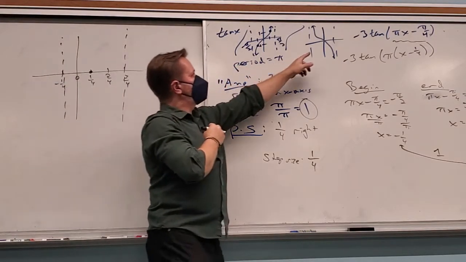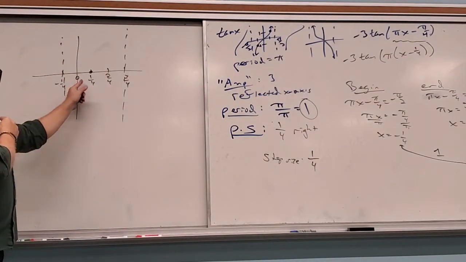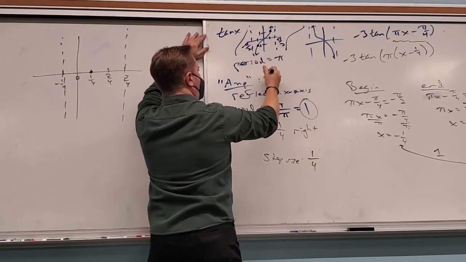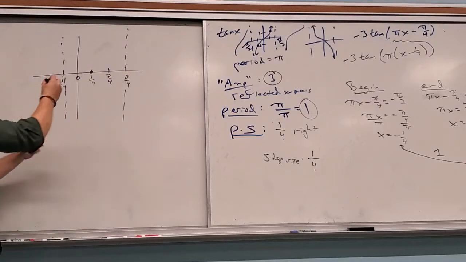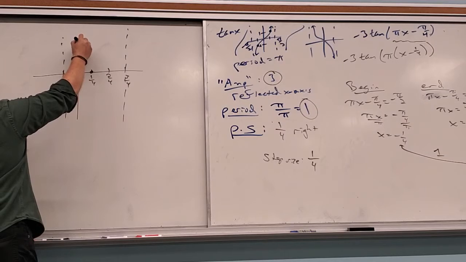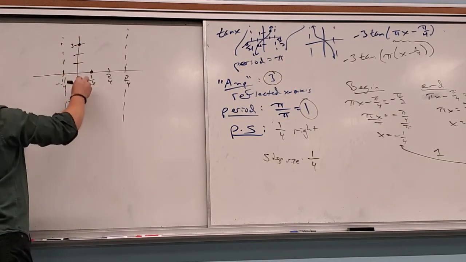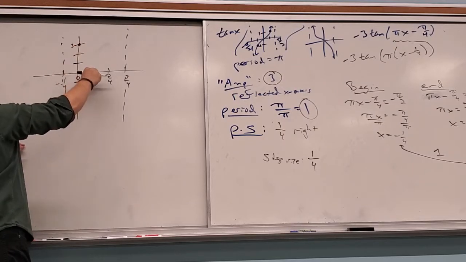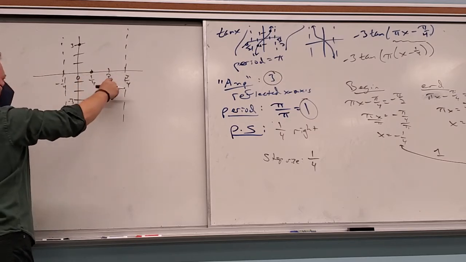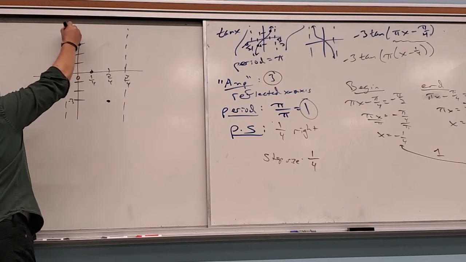Remember, it's reflected, right? So what am I going to do here? Normally, at this point, I go to -1. Now it's reflected, but it's also multiplied by 3. So normally it'd be negative, but now it's positive. So I go to 3. Then normally here I would go to 1, but now it's reflected and it's multiplied by 3, so I'm going to go to -3. So now it looks like this.